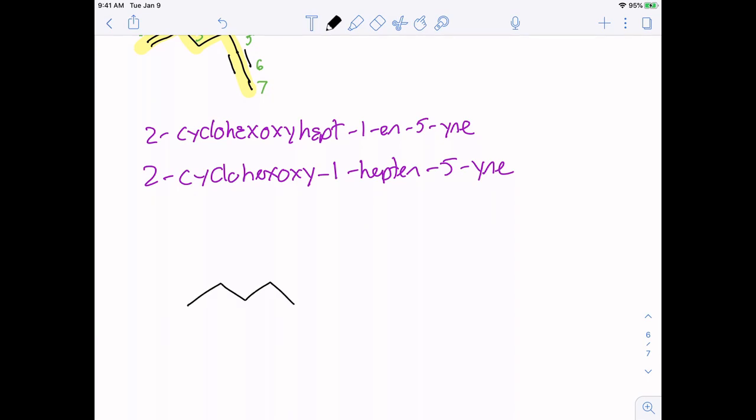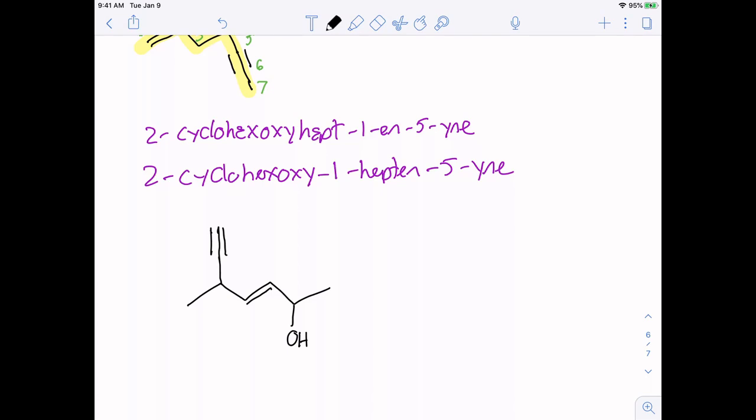Oh, I just remembered something else we want to talk about. Some common alkene groups. Kind of like we had the isopropyl, we have a version for alkenes also. So what else can we put on here to make it fun?